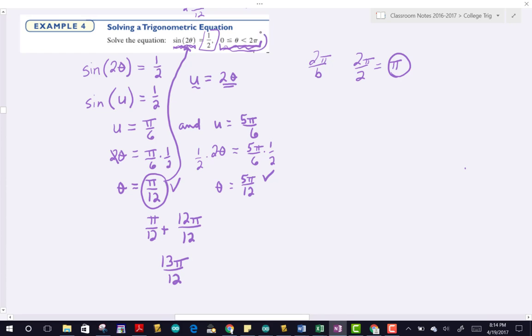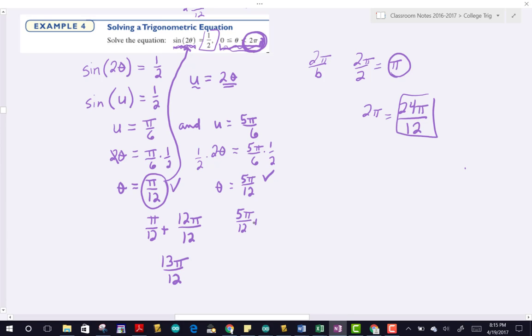Okay, I'm going to pause for a minute and think about, if I have a denominator of 12, how am I going to know if I have passed 2 pi? Right, so 2 pi is going to be equal to 24 pi over 12. So I don't want anything that's bigger than this. So if I add another 12 pi over 12 to 13 pi over 12, that's going to be 25 pi over 12, and that's too big. But I could still have other solutions up here with 5 pi over 12.